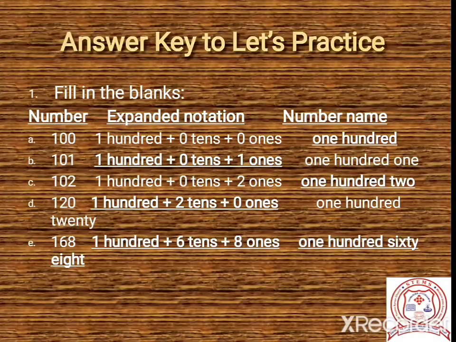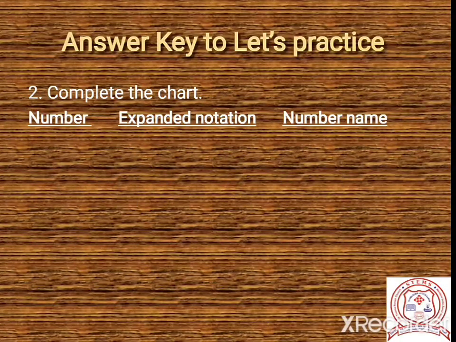Now let us move ahead. Our next question is complete the chart. In this question also we have to write the expanded notation and number name. Our first question is 300. In this, 3 is in hundreds place, so we will write 100 three times. So the expanded notation of 300 will be 100 plus 100 plus 100. And the number name will be written as 300.